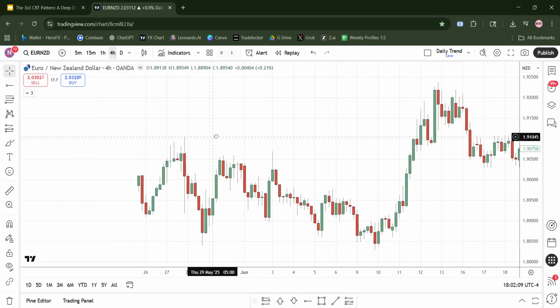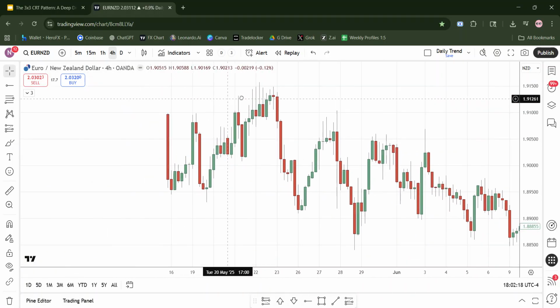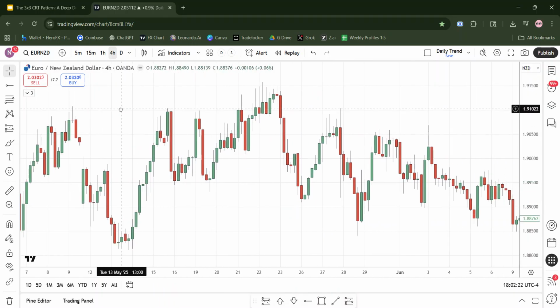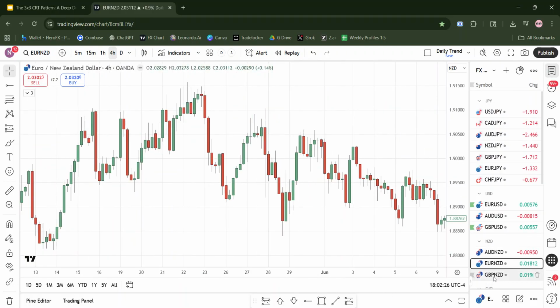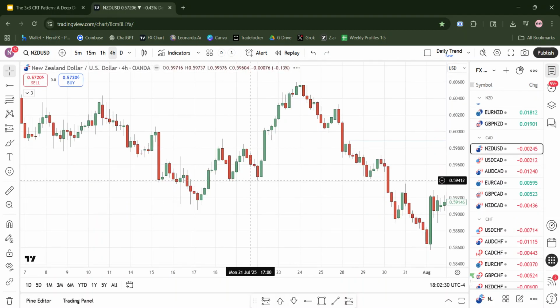Short price action there. Almost, but not quite. Nope. So I could have an easier time finding longs. I'll tell you what, this is Euro New Zealand. Let's try New Zealand something and see if we can find a long on that. I'll try New Zealand dollar.